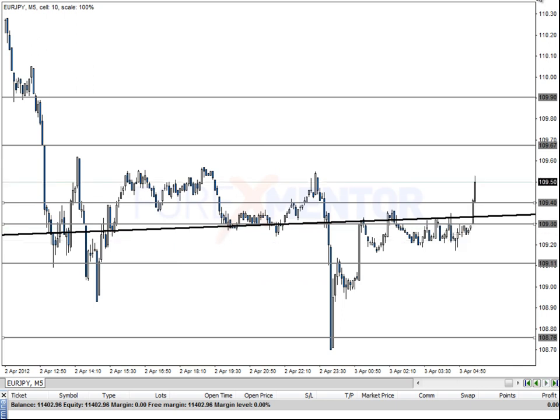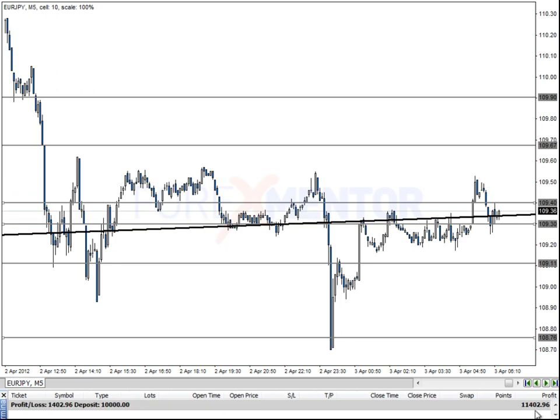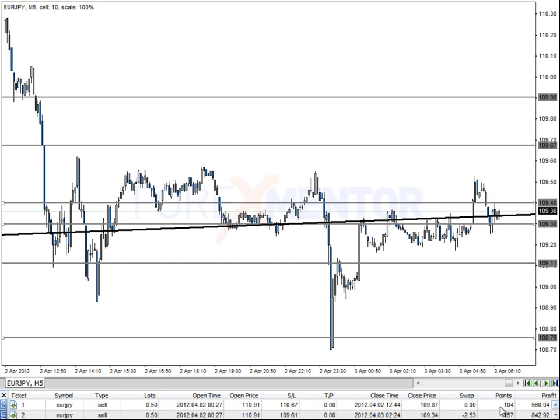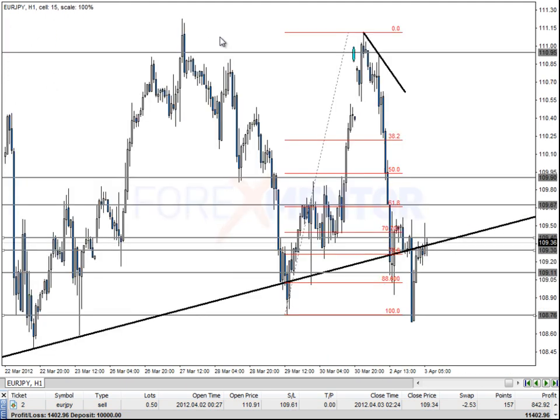Eventually it starts to move higher. So that was a big bearish bat pattern. I'll just show you the trade. We took 104 pips on half the position, and then we took the remaining 157 pips on the other half. Okay, so a nice little trade there.